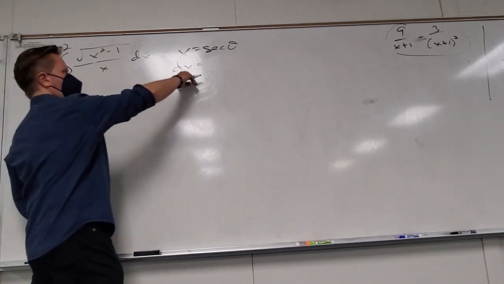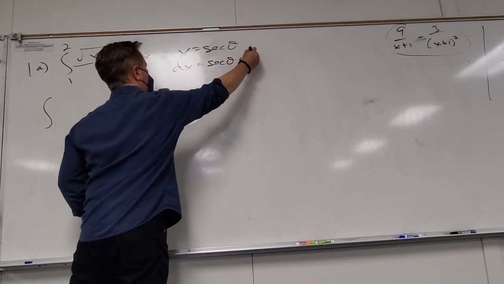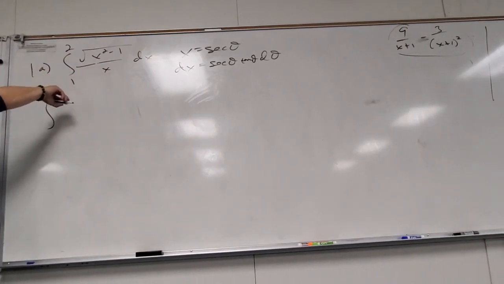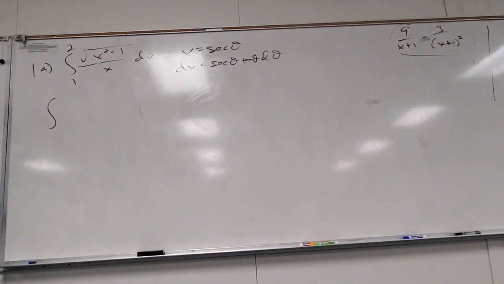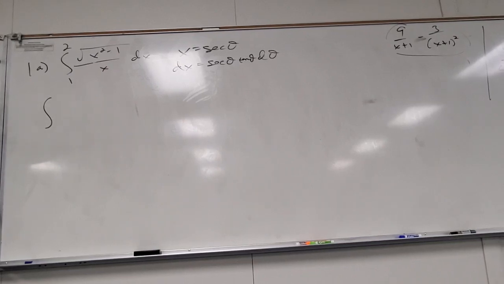Alright, so what's the derivative of secant? Secant theta tangent theta d theta. So, real quick, what's the second worst part of these problems besides picking the right substitution? What happens at the end of the problem? Yeah, you have to replace all your theta stuff with x stuff. Why do you not have to do that on this problem? You actually don't.